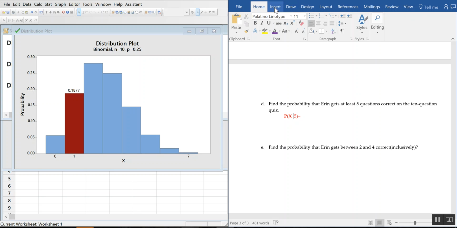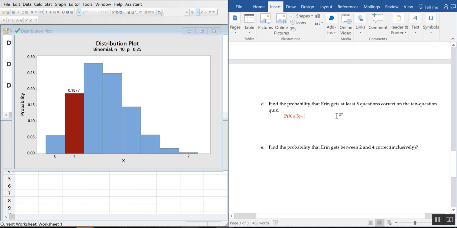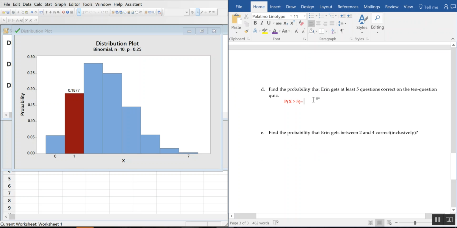So where is it? Insert, symbol, symbol. I had the wrong one. Greater than. Okay. So downside, the Calc menu will not do a greater than. Wah, wah, wah. Darn. Okay. But you can do this using the probability menu, and if you monkey with it a little bit, you can do it as the Calc menu option. So first I'm going to do it the graph version.